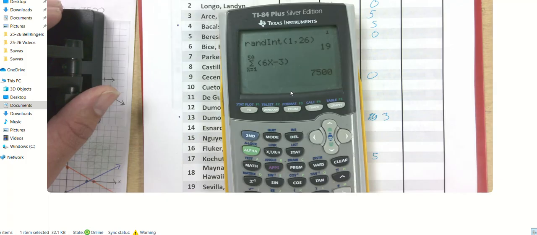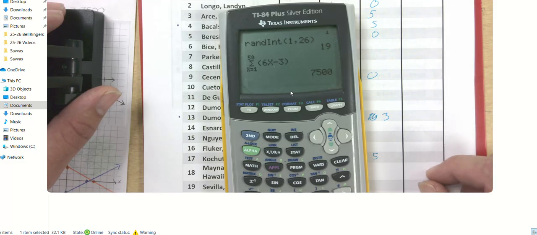Hey, you can check your answers. I will help you check your answer. As long as I can see the formula that's on your sheet, I'm cool with it. Baller.